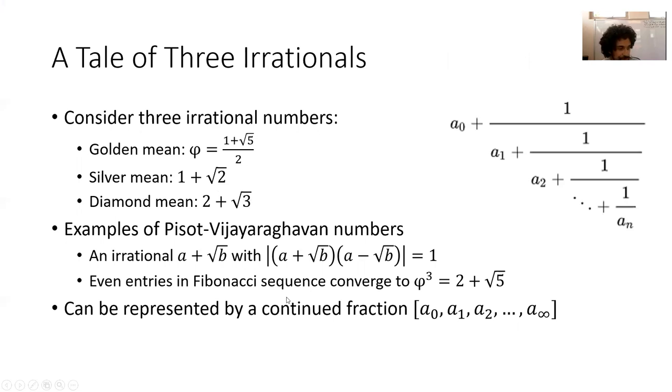They're all examples of these numbers where if you take the conjugate, where you take a plus the square root of b and multiply it by a minus the square root of b, and you take its magnitude, it is equal to 1. All of these irrational numbers, any irrational number, can be represented by a continued fraction. So we can take a series of integers and place them in this form, and if we go to an infinite number of fractions, then we will have something that converges to an irrational number. And then we can truncate to a finite number to get a rational approximation of the irrational number.